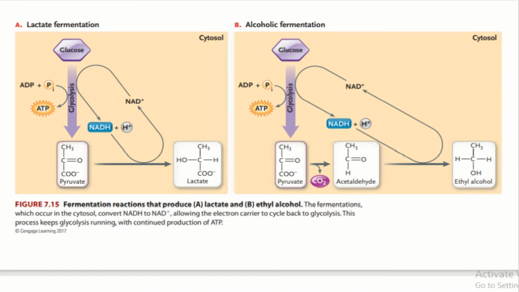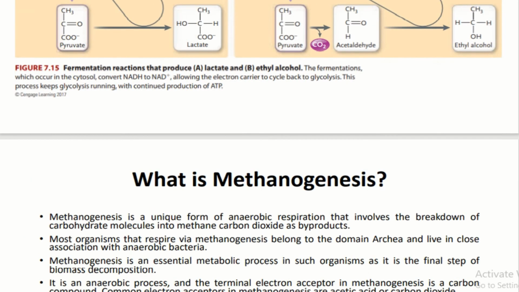This diagram represents a summary of lactate fermentation and alcoholic fermentation. The fermentation which occurs in the cytosol converts NADH to NAD+, allowing the electron carrier to cycle back to glycolysis. This process keeps glycolysis running, with continued production of ATP.